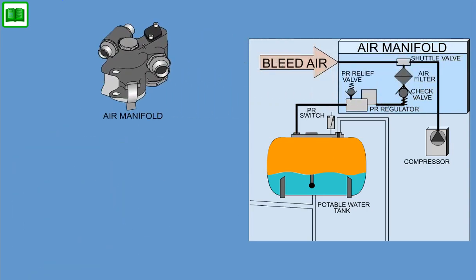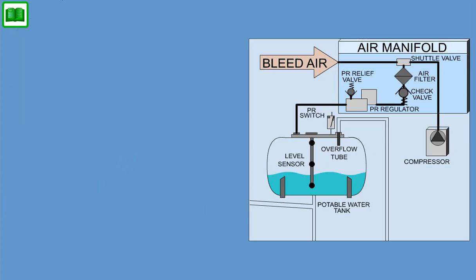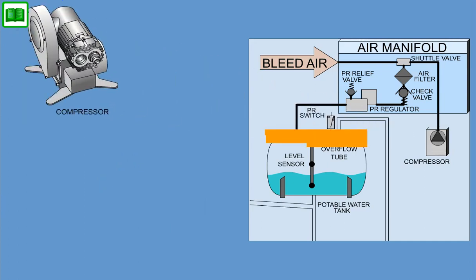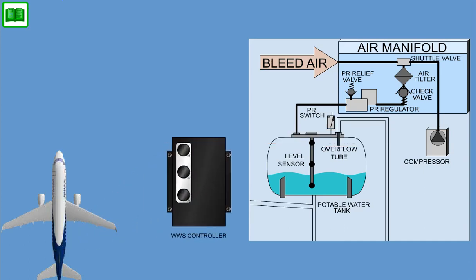The air manifold regulates the incoming air pressure to the working pressure level, cleans the air, prevents water from entering the air system, and prevents overpressure in the water system. The optional air compressor is provided to improve the pressure stability of the system when bleed air pressure is insufficient. Air compressor cycling is controlled by the water and waste system controller based on the signal from a pressure switch that is mounted to the water tank.